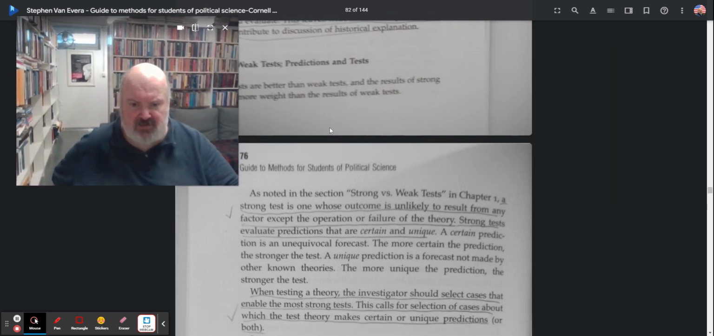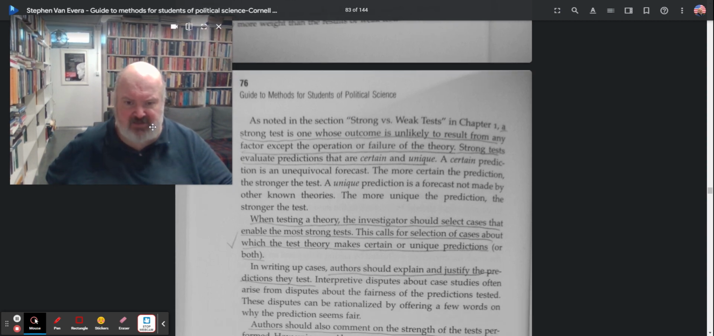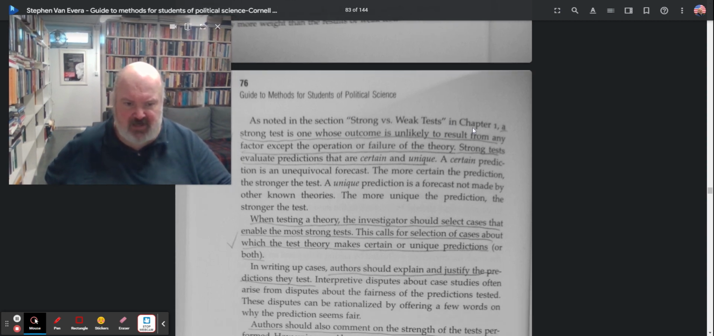As noted in the section on strong versus weak tests in chapter one, a strong test is one whose outcome is unlikely to result from any factor except the operation or failure of the theory. It is unlikely to result from anything but the success or failure of the theory. Strong tests evaluate predictions that are certain and unique. A certain prediction is an unequivocal forecast. The more certain the prediction, the stronger the test.